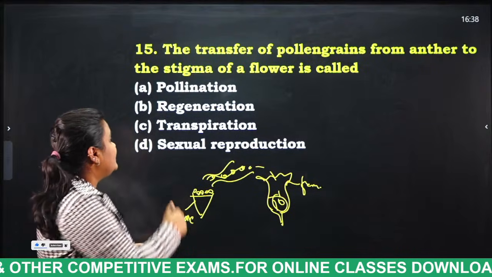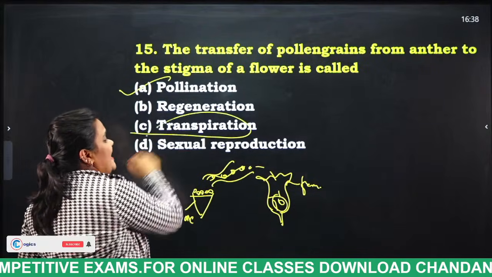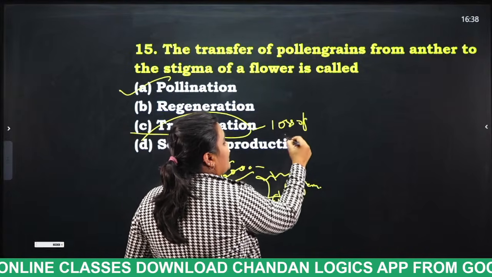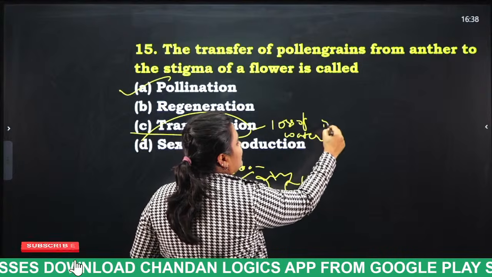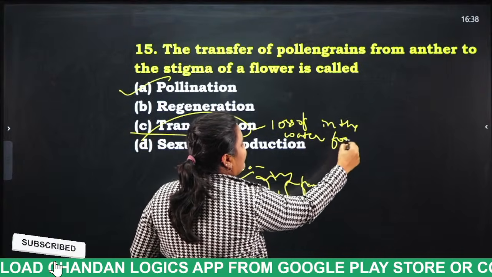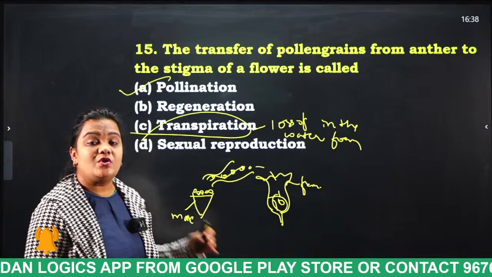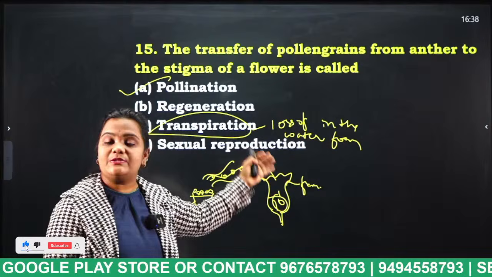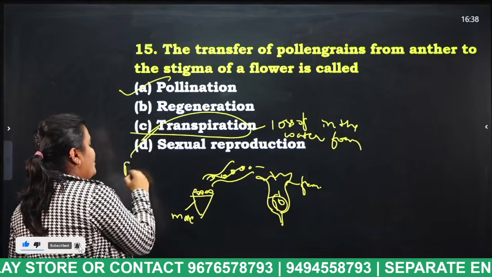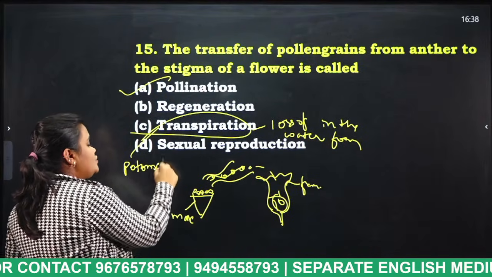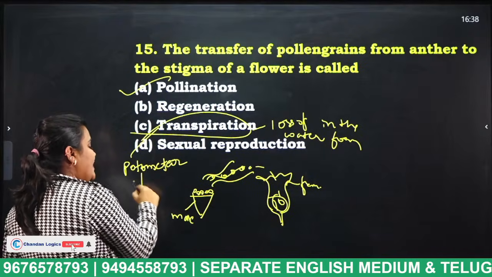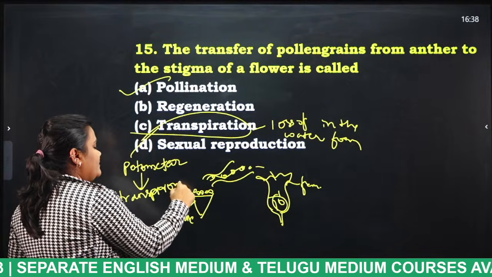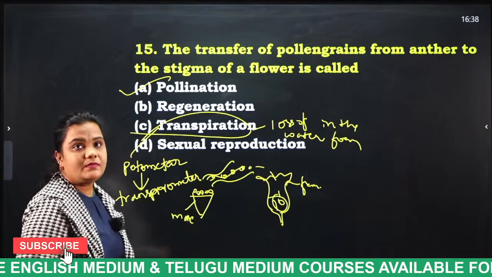And what is this, regeneration? Transpiration. Transpiration is nothing but what, students? Loss of water in the form of vapor from leaves. That is known as transpiration. Which instrument is used to measure transpiration, students? Photometer. Photometer is the instrument which is used to measure the transpiration in plants, and it is also known as transpirometer. Okay? Yes.